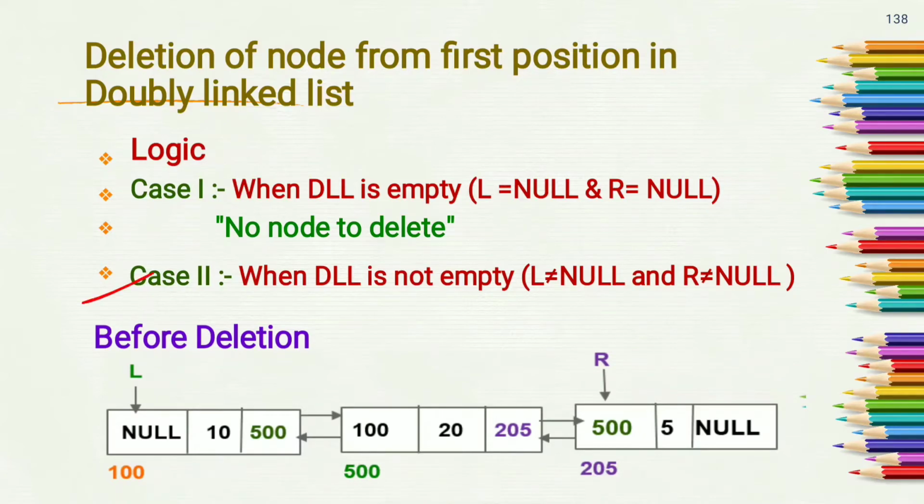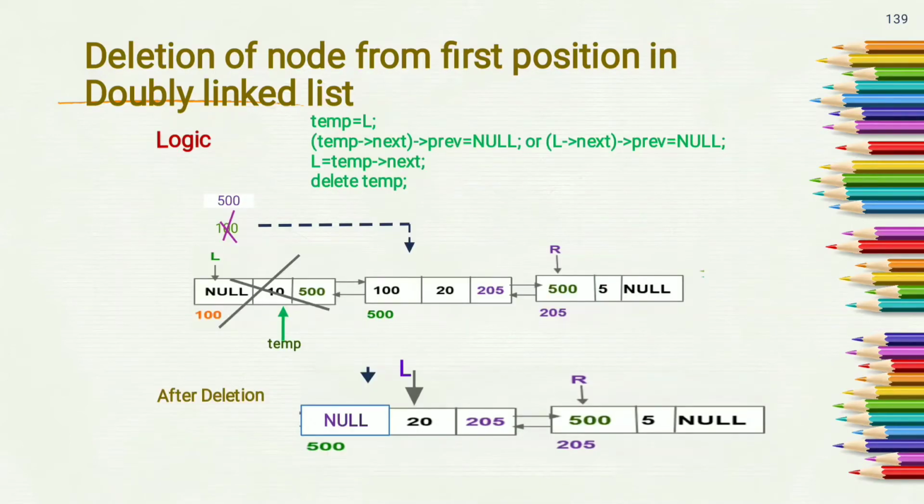Case 2 is when doubly linked list is not empty, that means value of L and R is not equal to null. So before deletion we have a doubly linked list containing three values 10, 20 and 5. L points to first node and R points to last node. So when we want to delete a node from doubly linked list and the doubly linked list is not empty, then first we have to point a temporary pointer to the first node of the doubly linked list. And we know that L pointer stores address of first node. So we have to write temp equals to L.